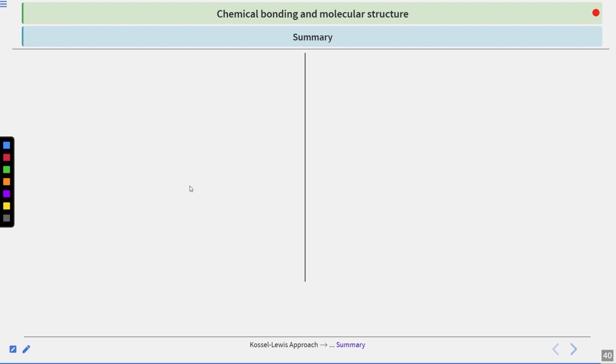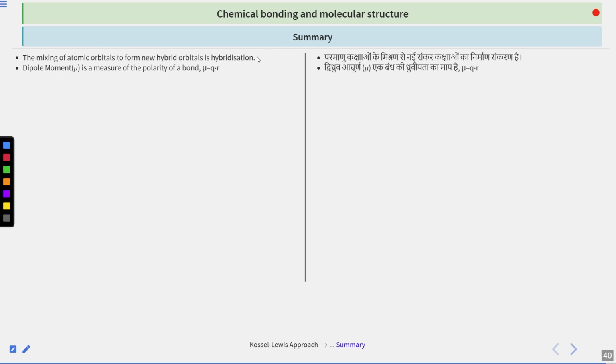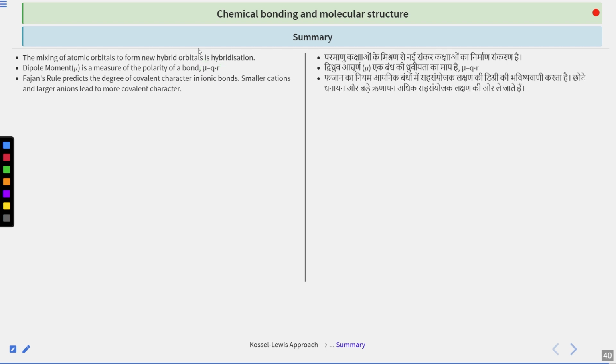Now if I try to summarize all of this, the first point is that atomic orbitals combine to form new hybrid orbitals which have the same energy, same size and same shape, and this phenomenon is called hybridization. And the dipole moment is the measure of the polarity of the bond, calculated by Q multiplied by R, where Q is the charge and R is the distance between the charges. Now Fajan's rule helps to predict the degree of covalent character. The larger the size of the anion and the smaller the size of the cation, the more overlap and hence the more covalent character.